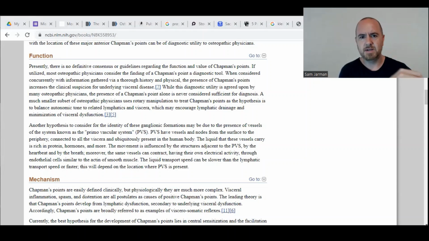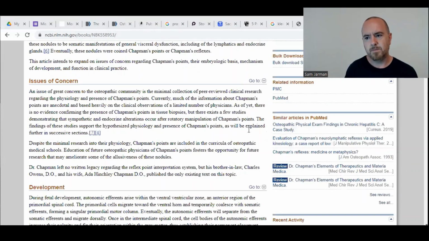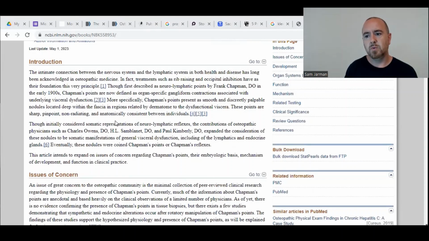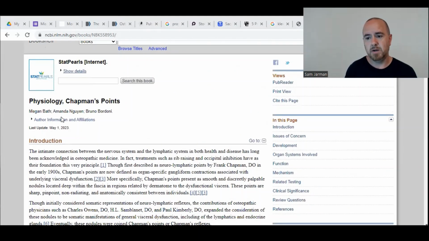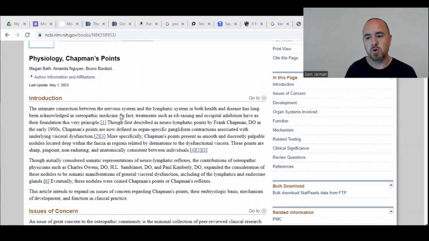If we look at something more traditional, again, instead of Zink, we look at Chapman's reflexes. So this is a paper that is contained within StatPearls, which is run through PubMed. This is by Megan Bath, Amanda Nguyen, and Bruno Bordoni.